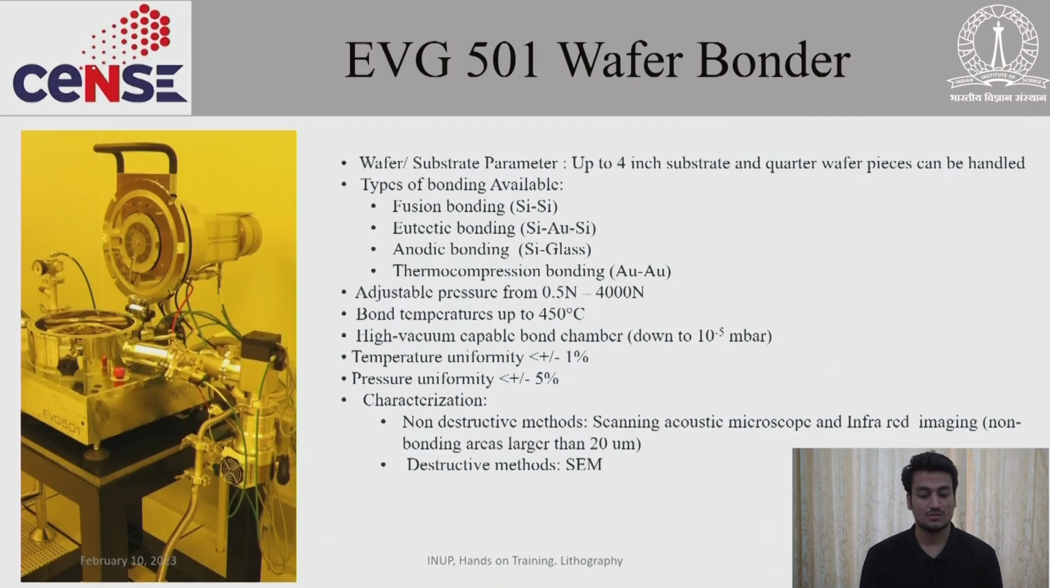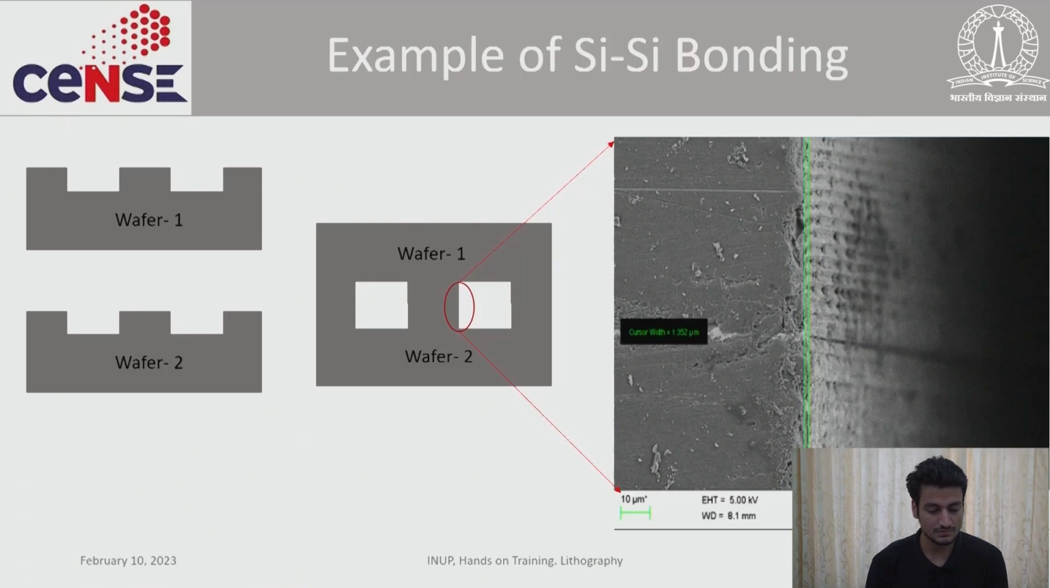Yeah. So we also have the EVG 501 wafer bonder tool, which can be used for the wafer bonding process, just to get a hermetically sealed bonded wafer. Basically we can do fusion bonding, eutectic bonding, anodic bonding, and thermocompression bonding by using this tool. And this is an example of a sample which we have bonded using the EVG 501 bonder tool.